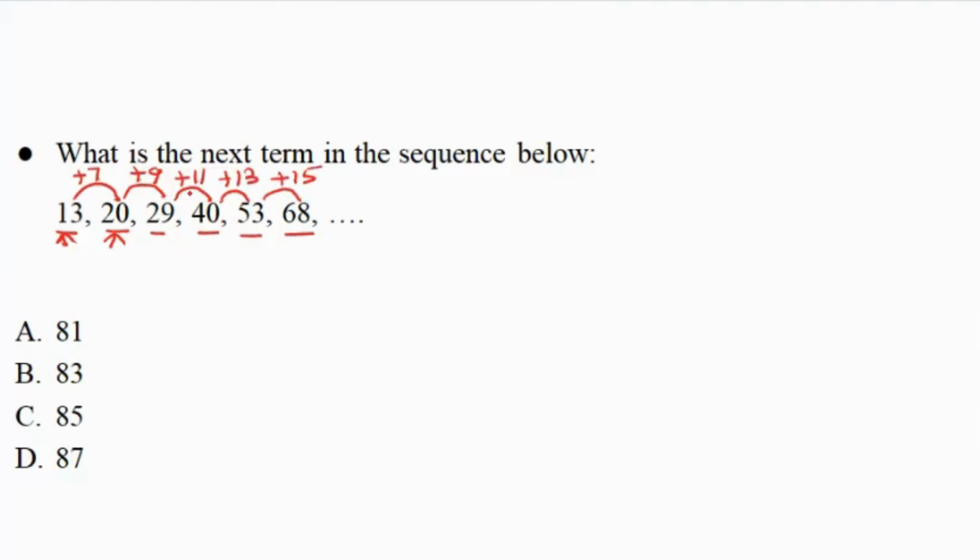Correct? So according to this pattern, the difference between the next term and this 68 has to be 17 only. Okay, because we can see over here, the differences are consecutive odd numbers. Every time we move to the next term, the differences are consecutive odd numbers always. So the next number should be 17 greater than 68. And 68 plus 17 gives me 85. Understood? So my next term should be 85 in this pattern. So option C is the correct answer for that.